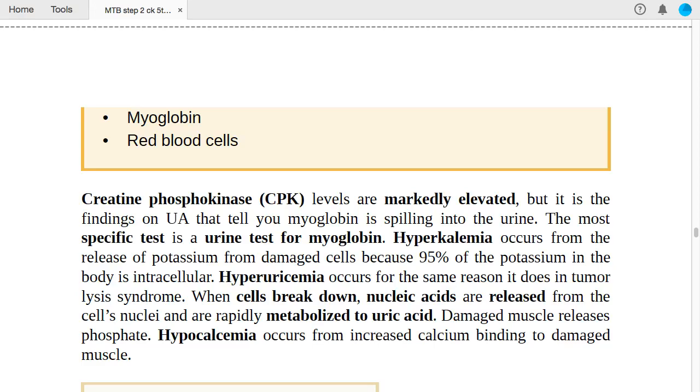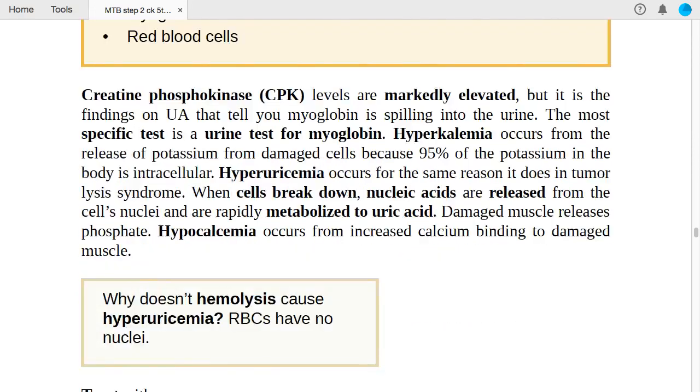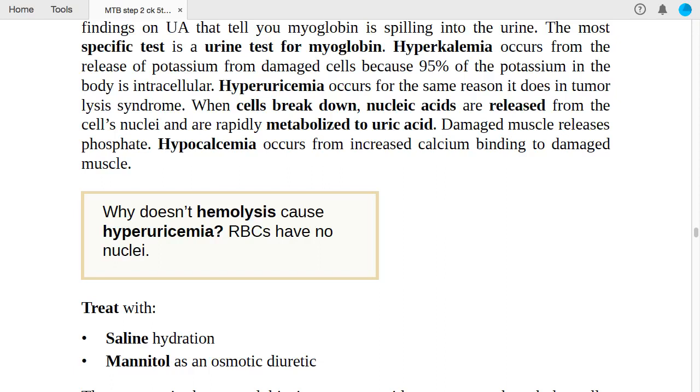Why doesn't hemolysis cause hyperuricemia? RBCs have no nuclei. That's very simple. If the RBCs are hemolyzed, we are not going to see hyperuricemia, because there is no nucleus. If there is a nucleus, there are nucleic acids, and because of the lysis of that, you are going to see uric acid. Uric acid is the end product of metabolism. So if there is no nucleus, there will definitely be no uric acid in terms of RBCs.